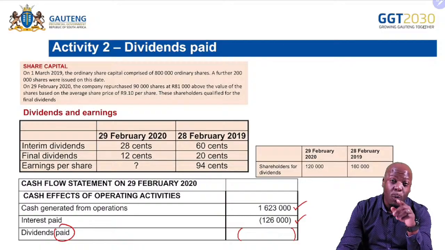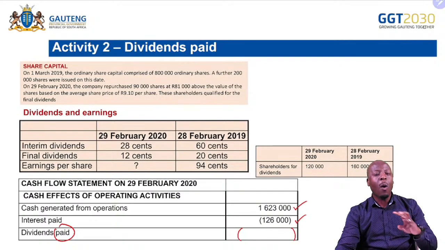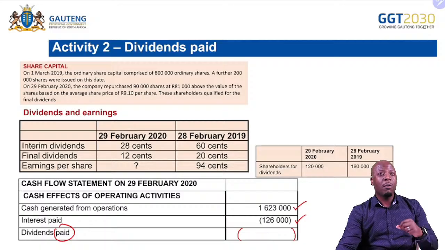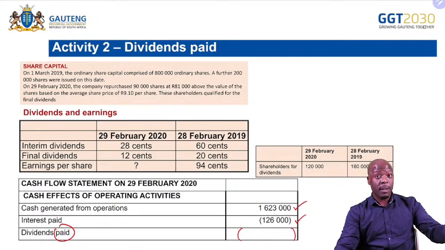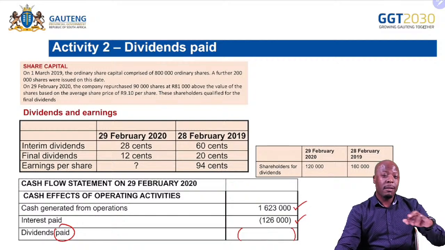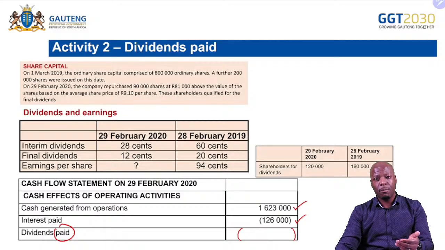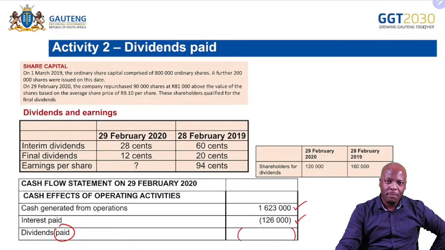Now, this is what I want you to do. I want you to think, how many times do we pay dividends? Or what are the 2 types of dividends? You're correct. We have what we call the interim dividends, which are paid during the financial year. And then there's the second one, which is called the final dividends, which is only declared, however, paid in the next financial period. Interim and final dividends.